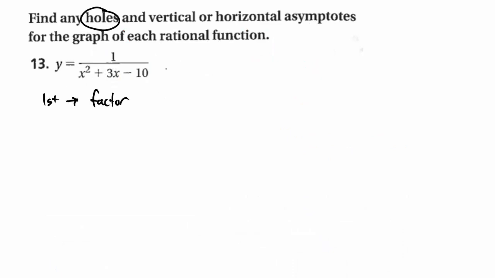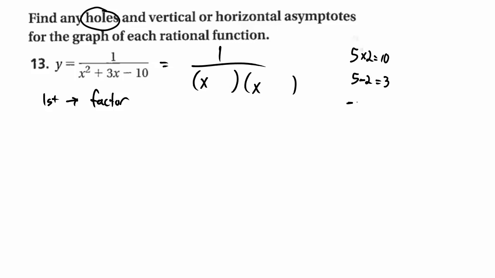The other one, we're looking for holes. Holes are when you divide by 0. Vertical asymptotes can be that too when you divide by 0. So we're going to want to distinguish between those. Factor the bottom. And I'm guessing and checking factors.